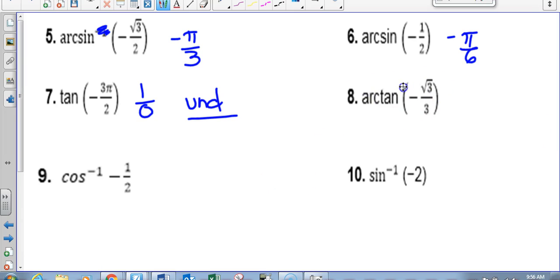We just did this one. This is the tricky one, remember? We're looking for that one. Negative pi over 6. Where's the cosine negative 1/2?